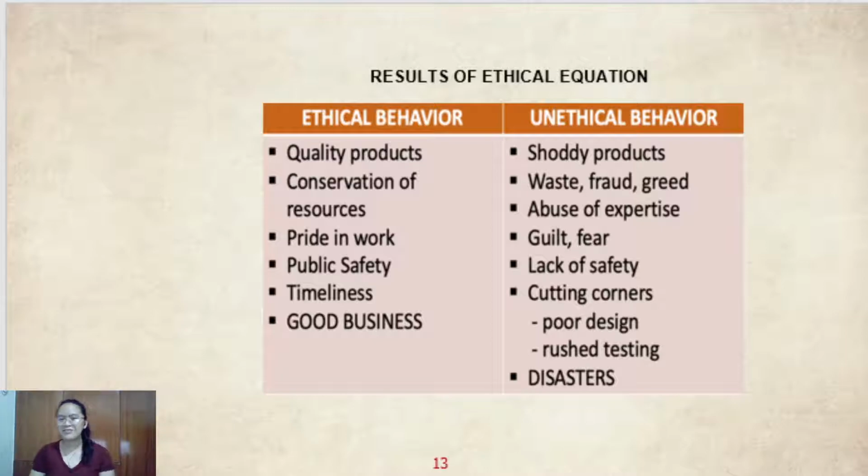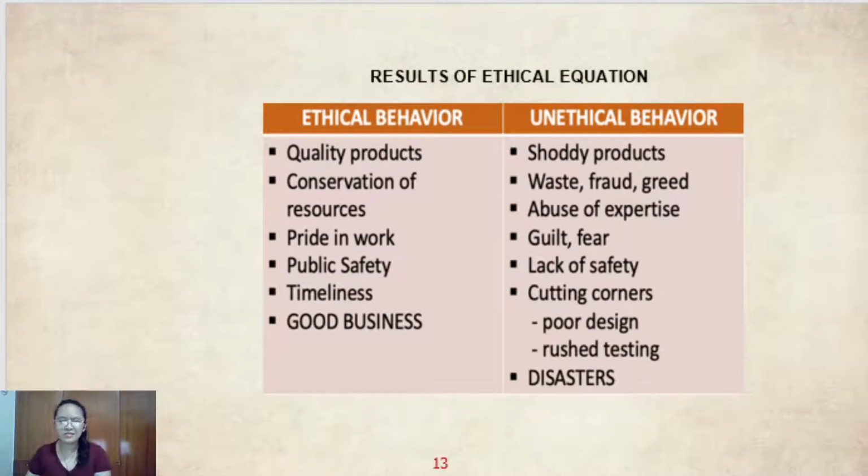Then next is public safety. One thing an engineer must always consider is the safety of the public. Then timeliness. And then if you follow all this ethical behavior, the code of ethics of a civil engineer, it will result in a good business. While on the other side is the unethical behavior.